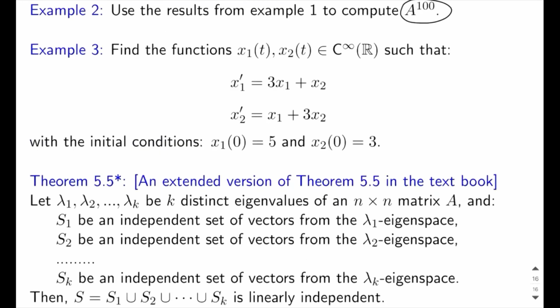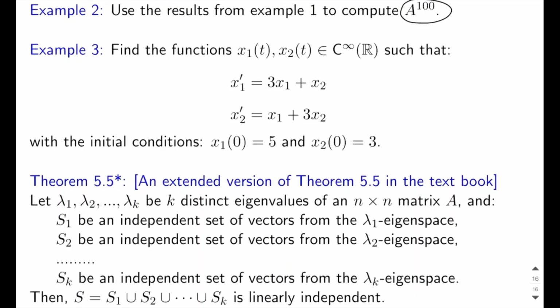Previously, we were doing the diagonalization process. We were able to rewrite any non-defective matrix A as QDQ inverse. And when we do so, remember, you find all eigenvalues. For each eigenvalue, you find all independent vectors associated to that eigenvalue. Then you repeat the process for the other eigenvalues until the last one.